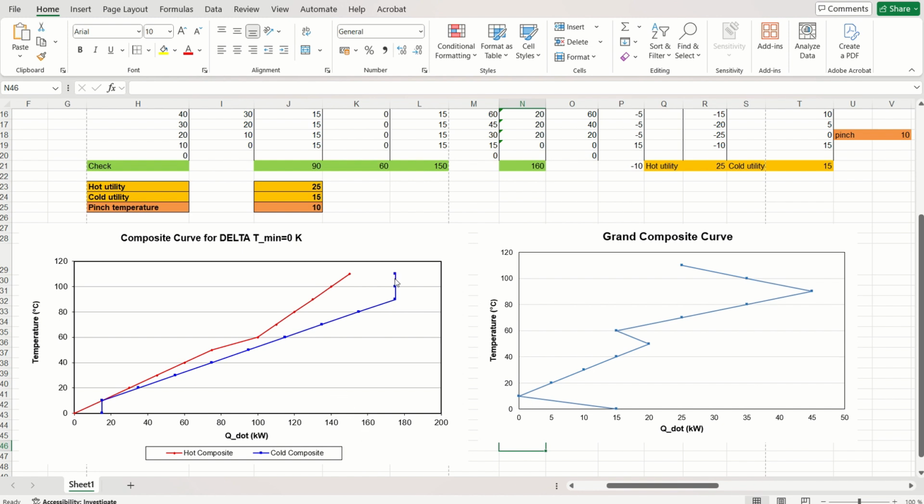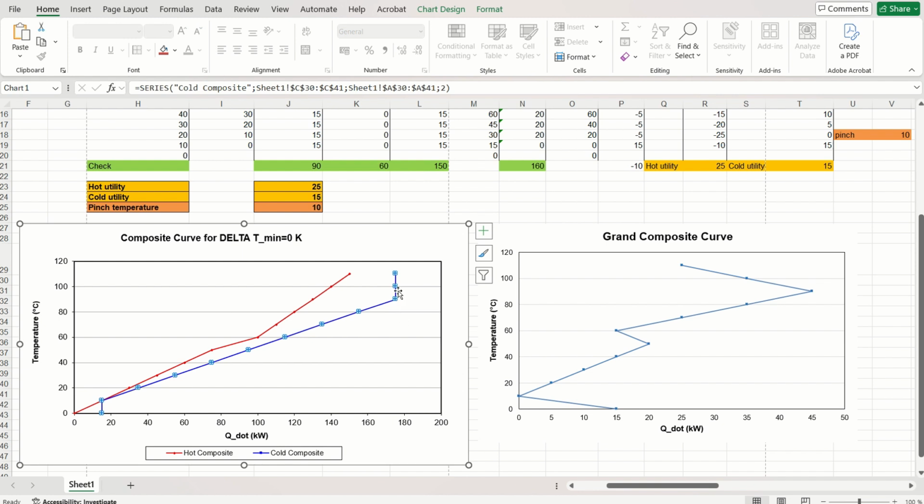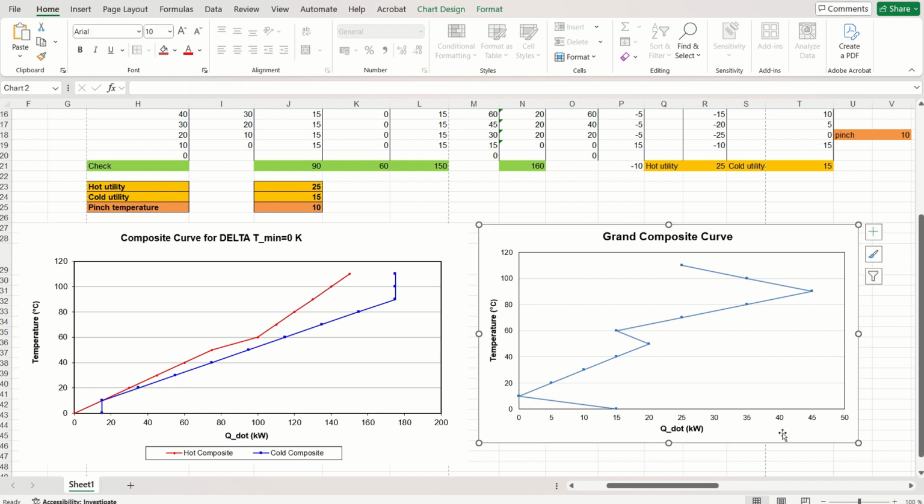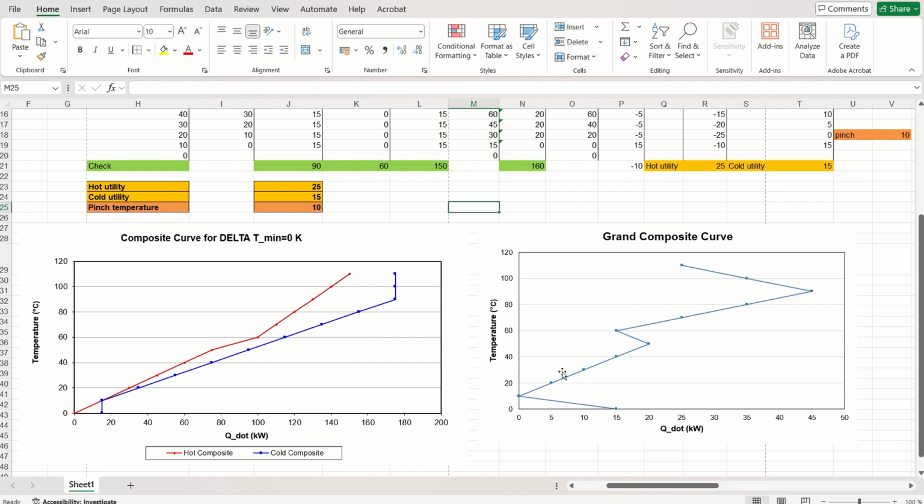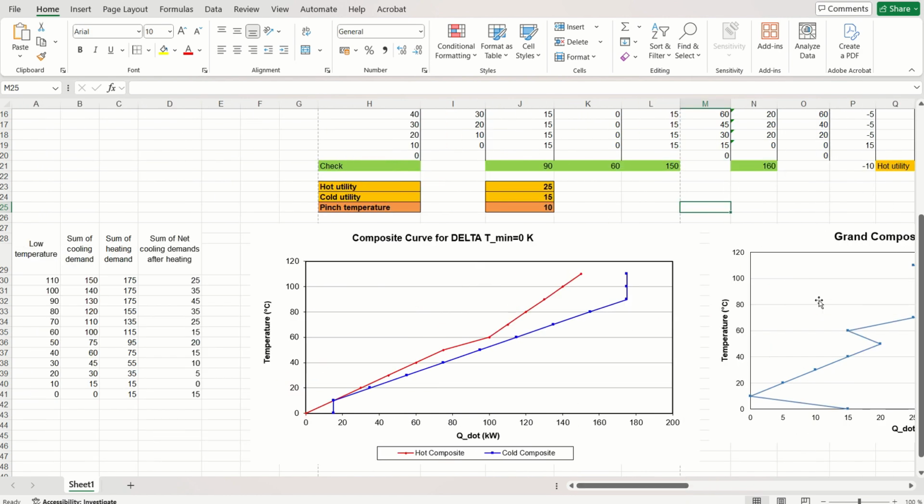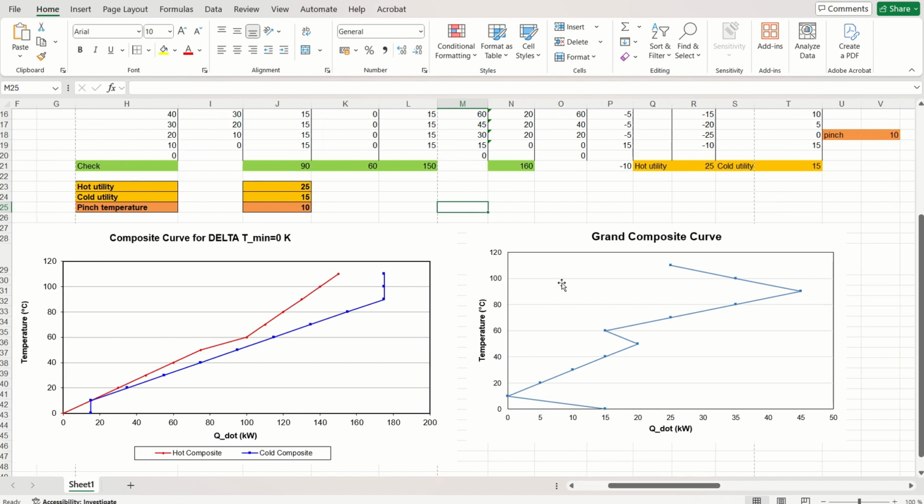For example, in the composite curve, for the cold curve, the heating demand goes all the way up to 175 kilowatt. But after the heat recovery, the maximum heating demand, or the heat flow within the process, is around 45 kilowatt. So it has reduced significantly. That is the reason we use pinch analysis: to show how much of the process heat can be recovered, and how much impact that has on the total external cooling and heating load for the process.